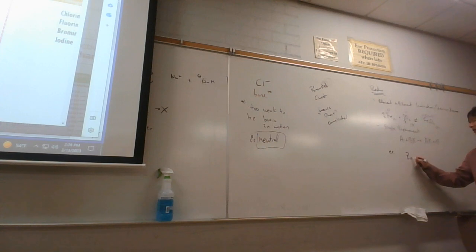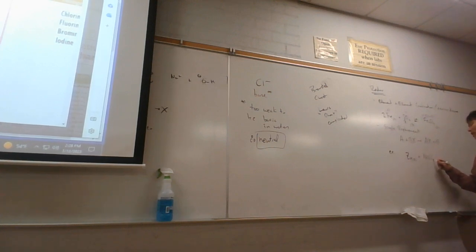Zinc solid plus nickel 2 chloride. What does this form? It's going to form zinc chloride. What's the charge on zinc? Zinc only has one charge in cation form. What is it? Plus 2. And so this will be ZnCl2.